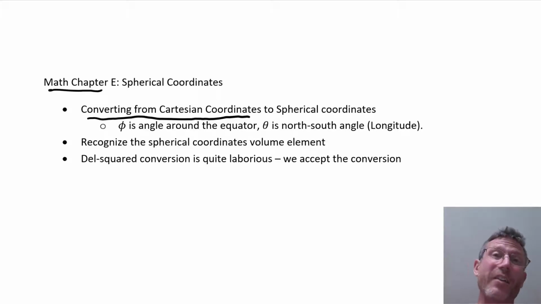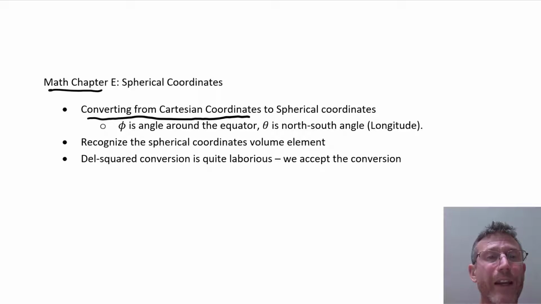One of the important things is, of course, we've got the radius, or the radial distance, the distance from the nucleus. We also have the phi angle, which is the angle around the equator, and the theta angle, which is that north-south angle. So know how to convert from x, y, and z Cartesian coordinates into the spherical coordinates.